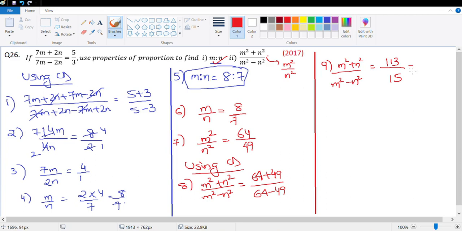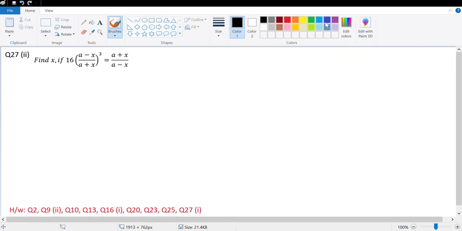Maybe we should write it in the mixed fraction. So this is 15 into 8 is 120. So 15 into 7, that's 105, and 8 upon 15. Yes, 15 into 7, that's 105 and 8. That's correct. So the value of m square plus n square upon m square minus n square is 7 8 upon 15. Good.